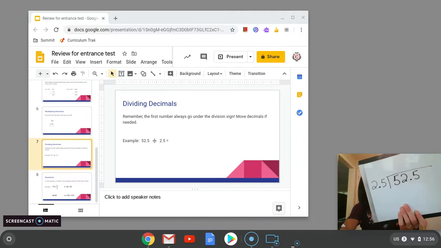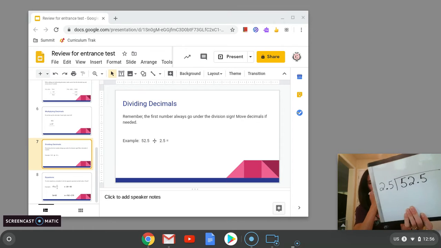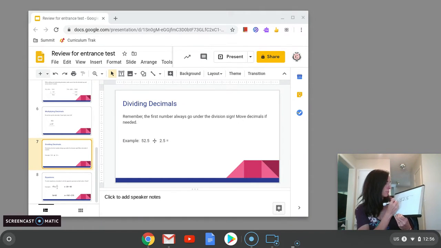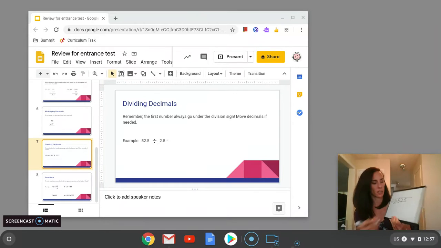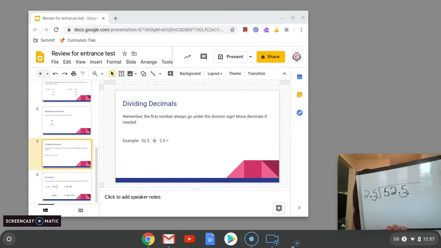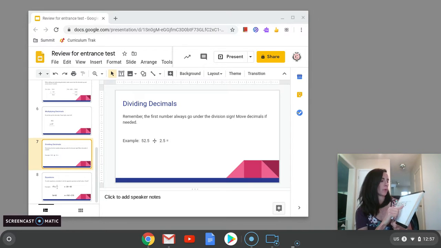Okay. This is where we were. And we were talking about how you can't have decimals over here. So however many times you move it here, you've got to do the same under our division sign. Okay? So we've got this problem that we now know how to work: 525 divided by 25.